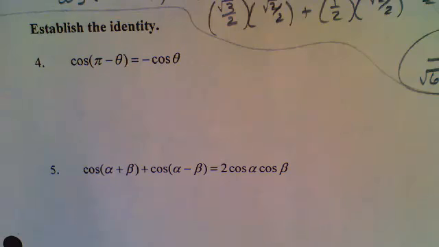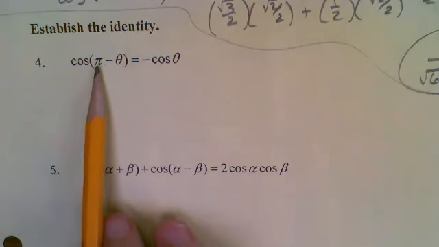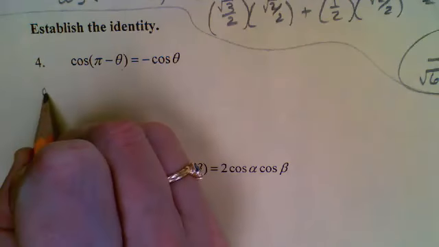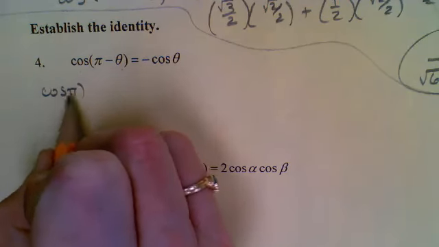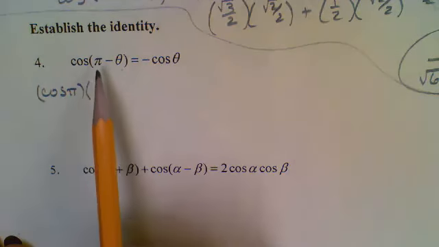Okay, looking at numbers 3 and 4, the identities, these end up being pretty easy identities. Just make sure that you're using your sum and difference. So when you see the cosine of one angle minus another one, you want to use your formula. Cosine of alpha minus beta says you take the cosine of the first, so we're just going to write that out, cosine of pi, and you have to show that step because this is an identity again.